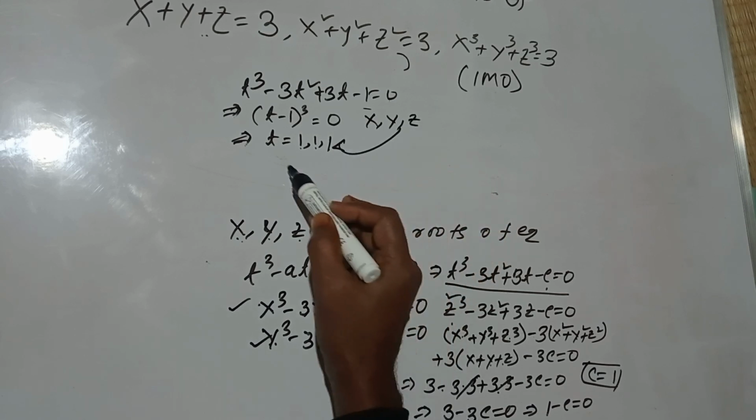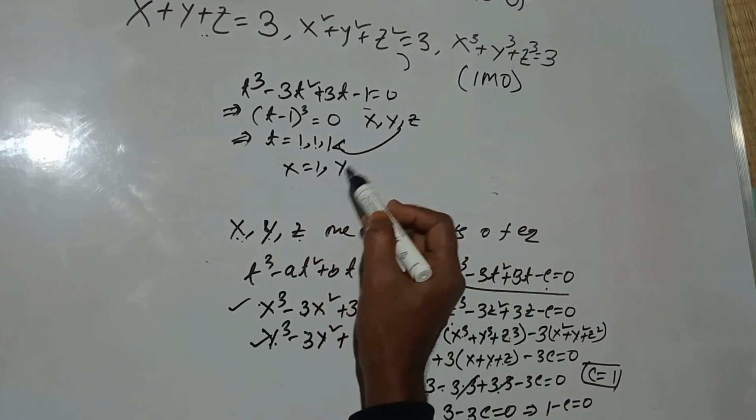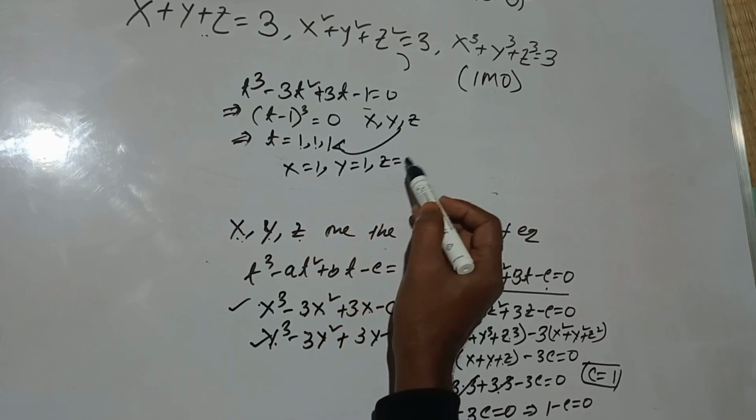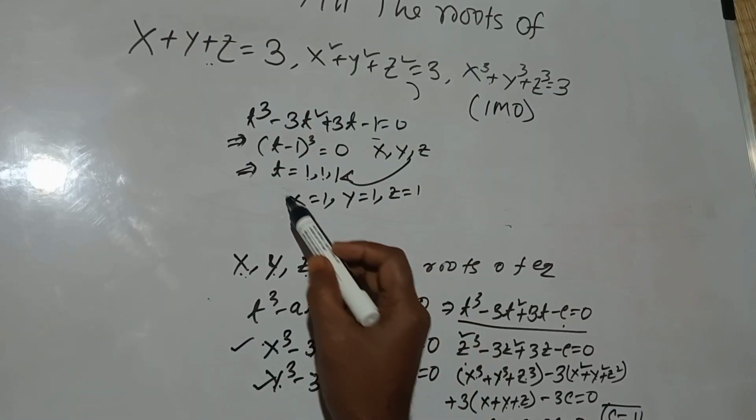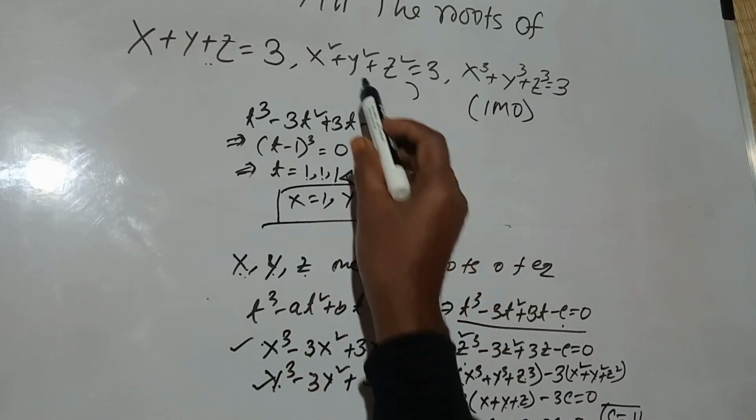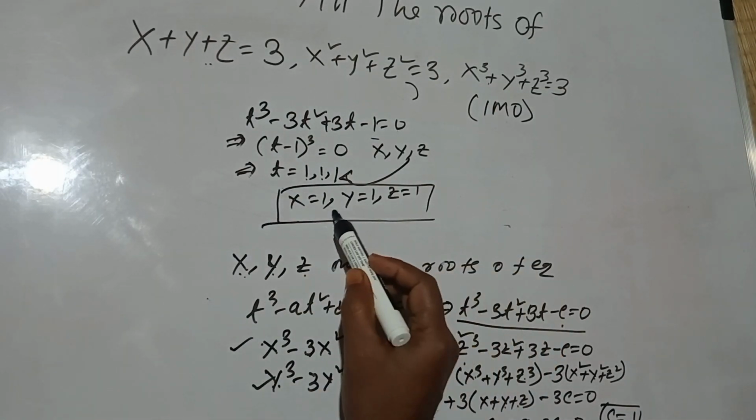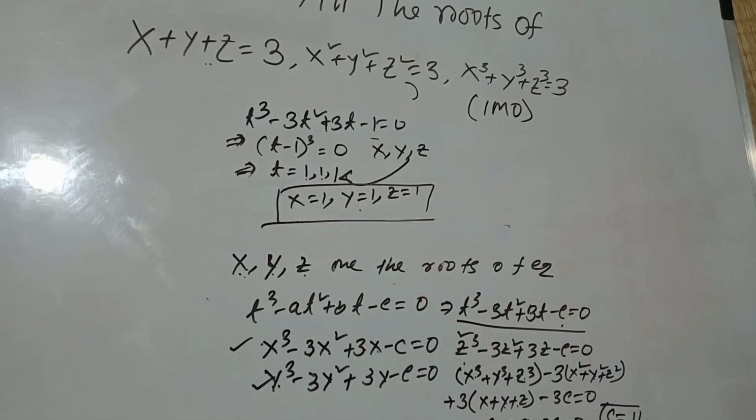So from this we can say x equal to 1, y equal to 1, z equal to 1. So this is the only solution for this system of equations: x equal to 1, y equal to 1, z equal to 1 is the only solution of the system of equations.